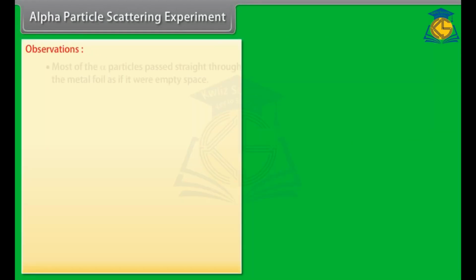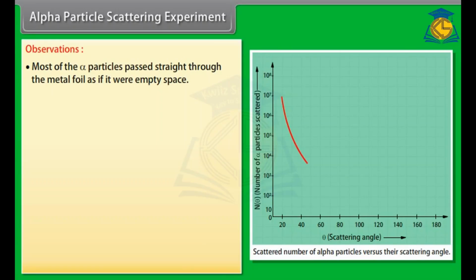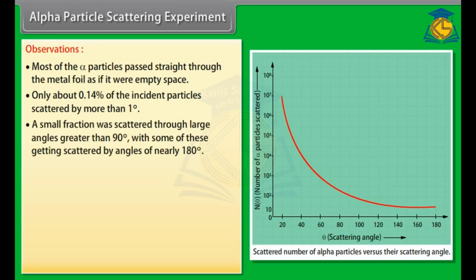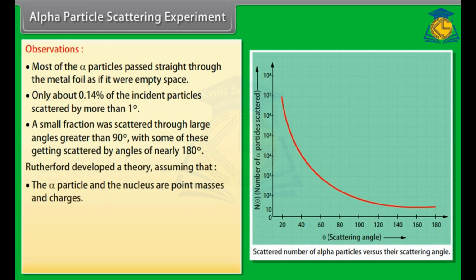Observations. Most of the alpha particles passed straight through the metal foil as if it were empty space. Only about 0.14% of the incident particles scattered by more than 1 degree. Small fractions were scattered through large angles greater than 90 degrees, with some of these getting scattered by angles of nearly 180 degrees. Rutherford developed a theory assuming that the alpha particle and the nucleus are point masses and charges.